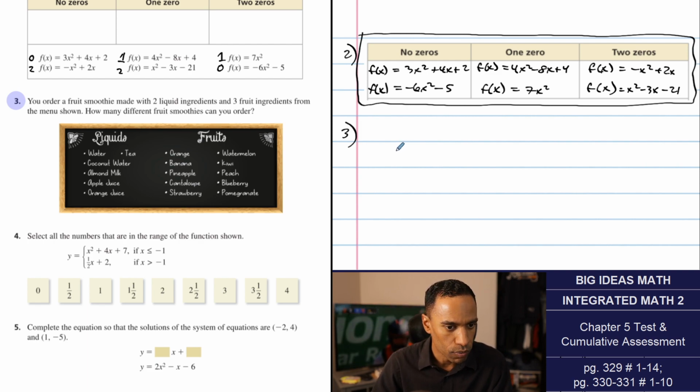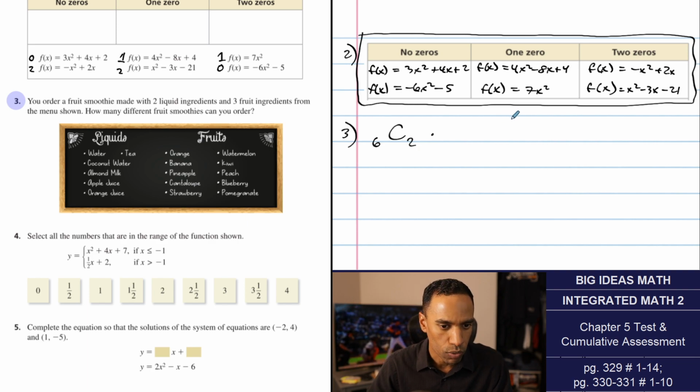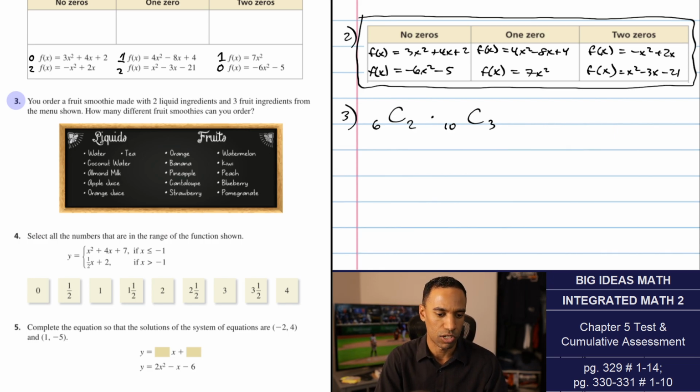Liquids, I got 1, 2, 3, 4, 5, 6 different possibilities, and I can choose 2 of them. Order should not matter here. And then 1, 2, 3, 4, 5, 6, 10 fruit ingredients, and I'm going to be able to choose 3 of them. So I'm going to do 6 choose 2 times 10 choose 3. Now 6 choose 2 is 15. So I'm going to do 15 times 10 choose 3.